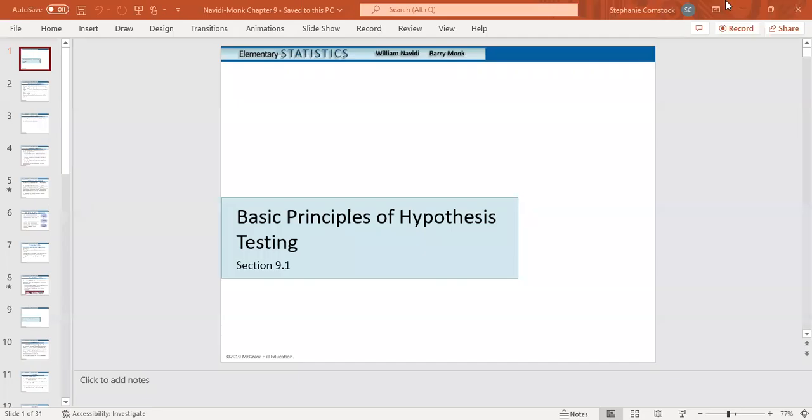So for chapter 9, we're going to be talking about hypothesis testing. And so for section 9.1, we're going to get into some of the basic ideas, some vocabulary, and the groundwork for how we're going to be able to do this hypothesis testing.